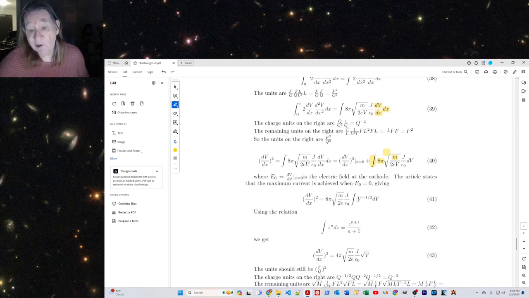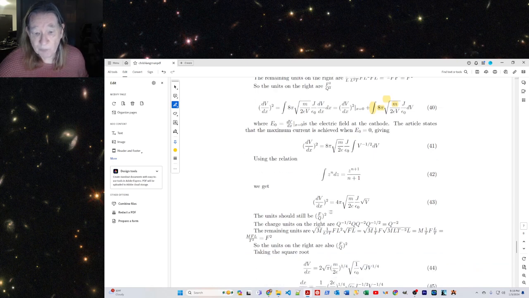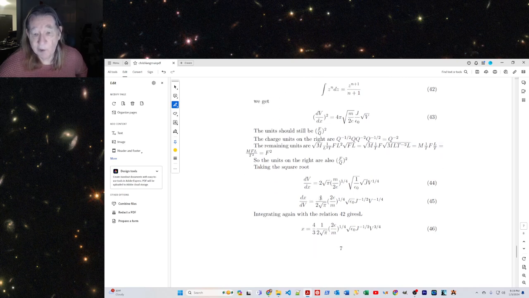Notice what we have here. We have an integral of a power. So there's a formula from freshman calculus for the integral of powers. It's given by equation 42. So applying that relationship, we get equation 43. We can take the square root, and we get equation 44.